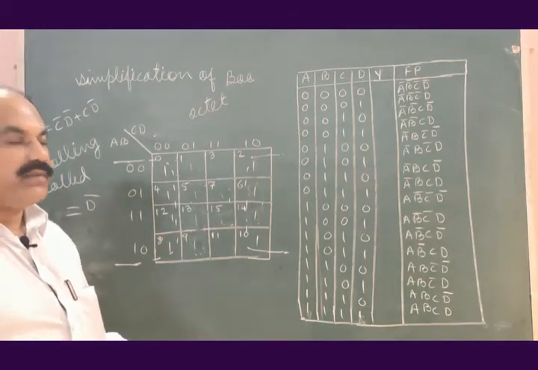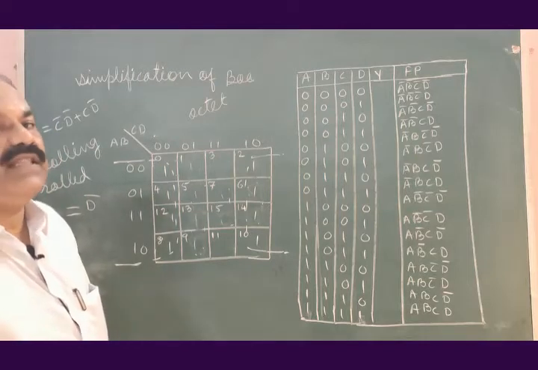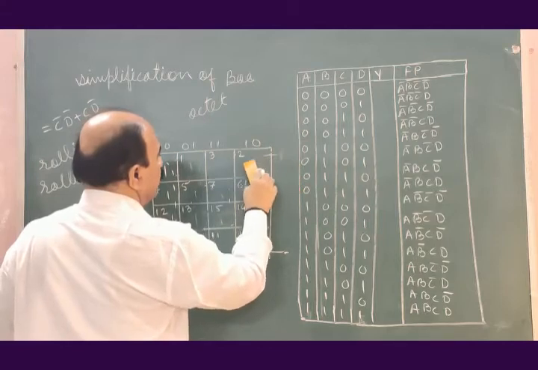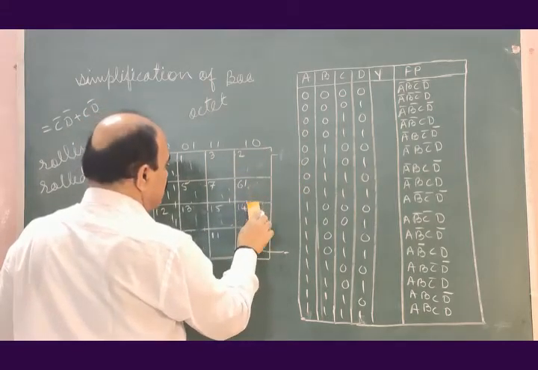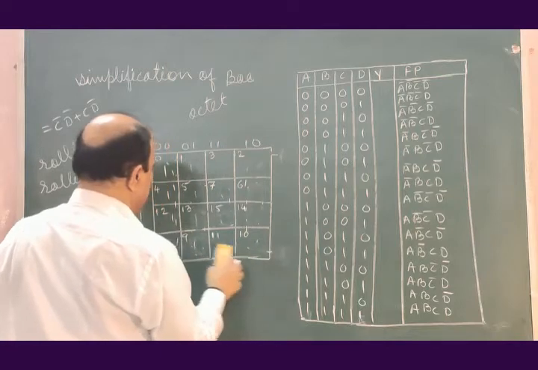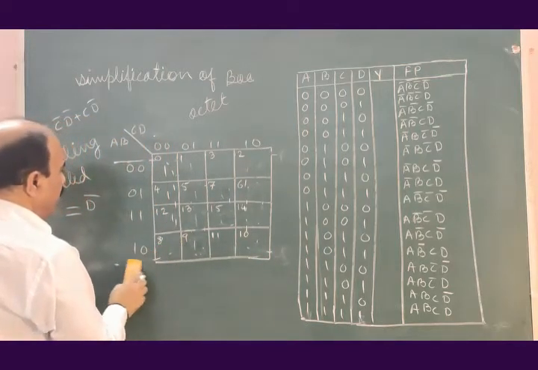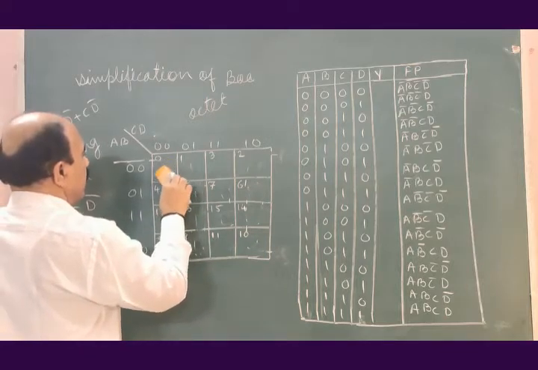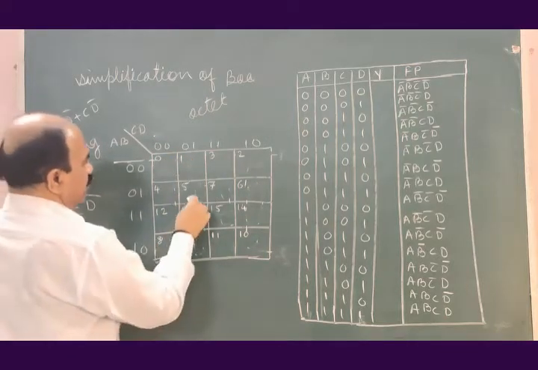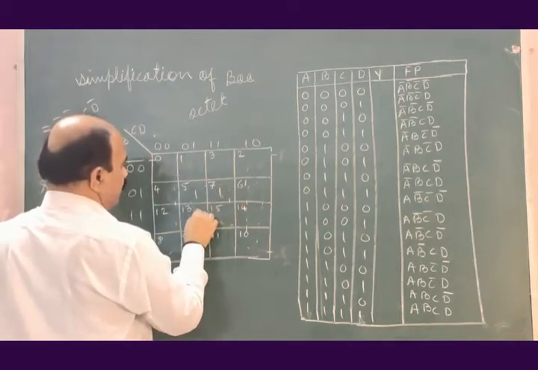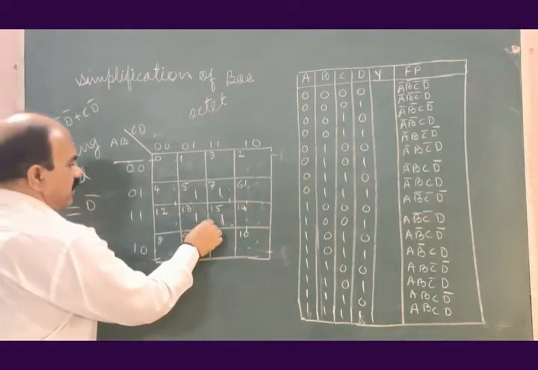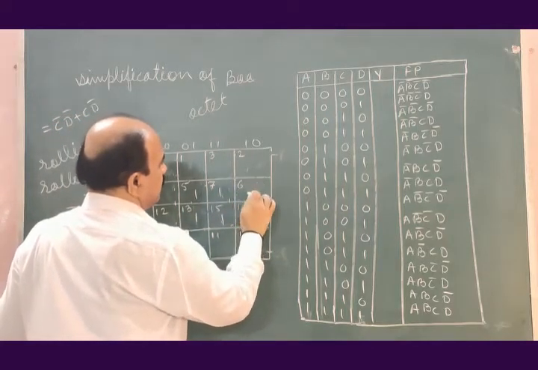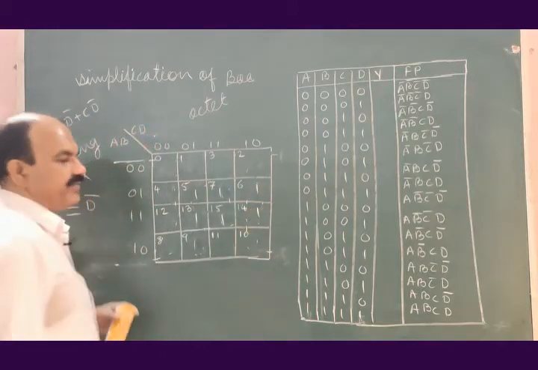Rolling the map, I have shown here. Now overlapping the group. What will happen if I use the method of overlapping the group? That will also simplify the Boolean equation. Let us see how. Let us suppose here one quad is constructed, and here I have one pair.